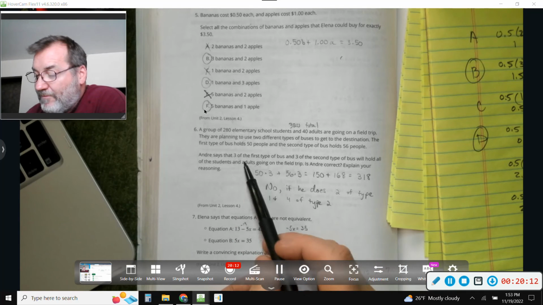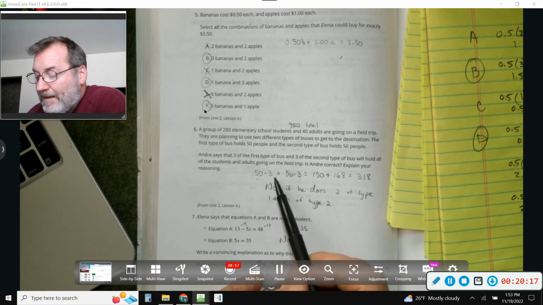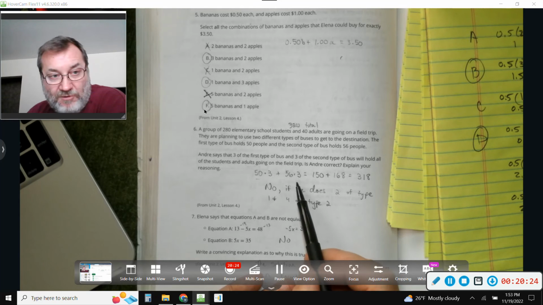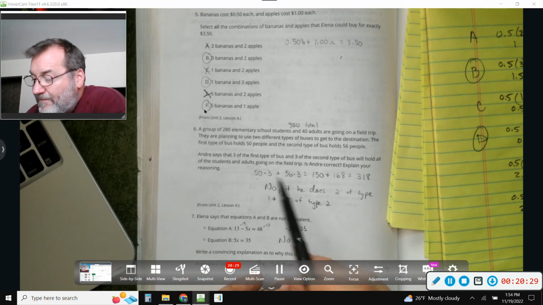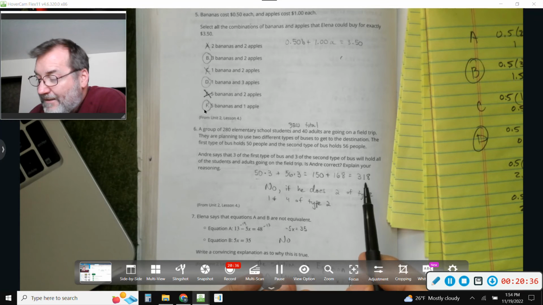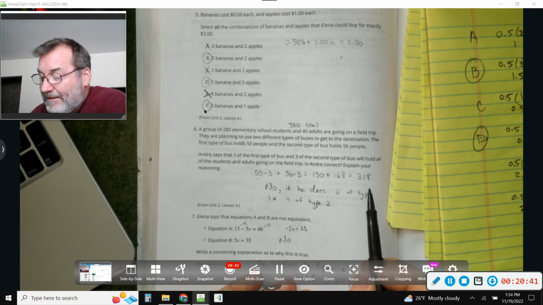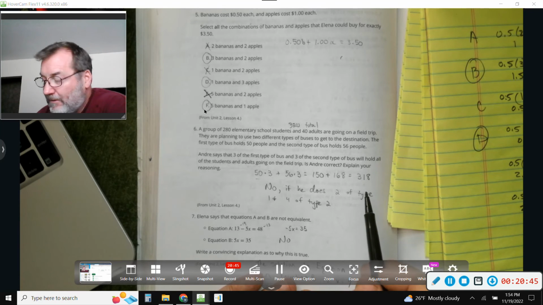Is he correct? Well, if I had 3 of the first type that holds 50, and then I add on 3 of the other bus that holds 56, we'll see how many people that'll hold. Well, let's see. 3 times 50 is 150. 3 times 56 is 168. You add that up, there's 318, but we need a total of 320 seats. So it's slightly low. So no, it won't work. You're going to have 2 people without a seat.